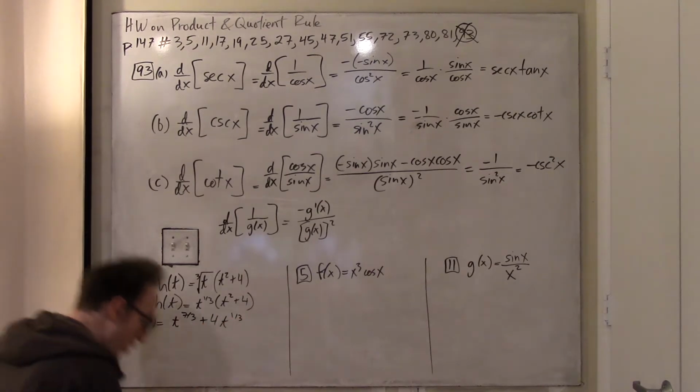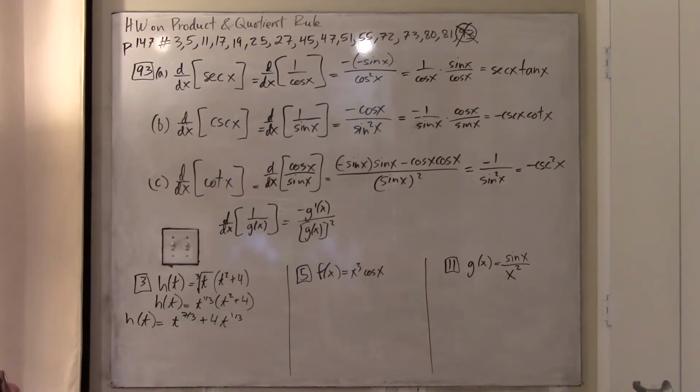And now, no product rule is required here because I can just use the power rule twice. So the derivative of this function is 7/3 t to the 4/3, subtracting 1 from here, plus 4/3 t to the negative 2/3. And for the moment, I think I'll just leave it like that. That seems fine. Okay, good.